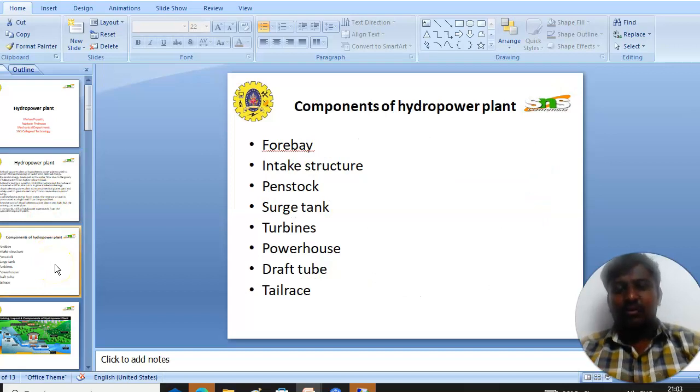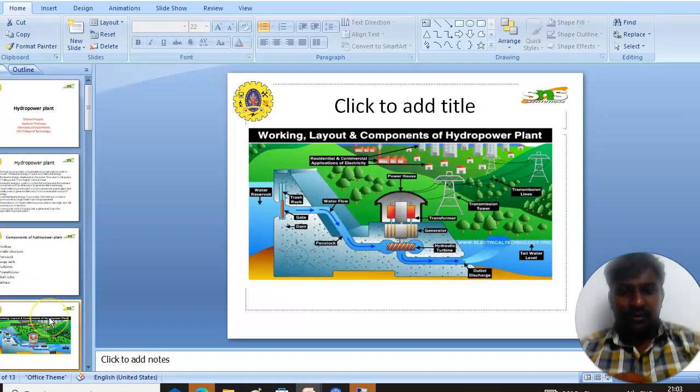The components of the hydropower plant are forebay, intake structure, penstock, surge tank, turbines, powerhouse, draft tube, and tail race. This is a schematic layout of the hydropower plant, in which the water is made to fall from the higher to lower end. At the lower end, the turbine blades are placed. The turbine is connected to the generator, which produces the electricity, and then it is transferred to the powerhouse.